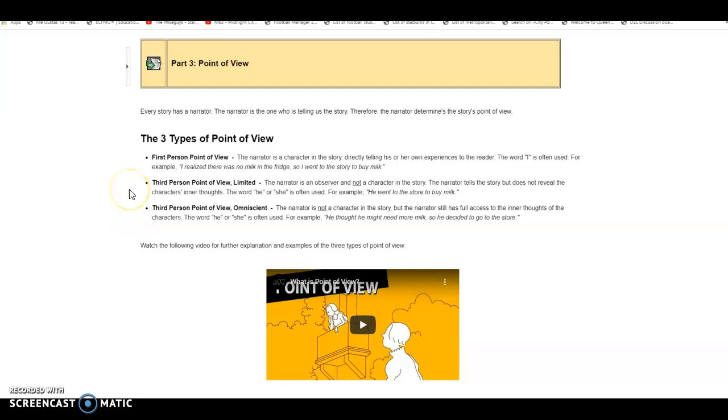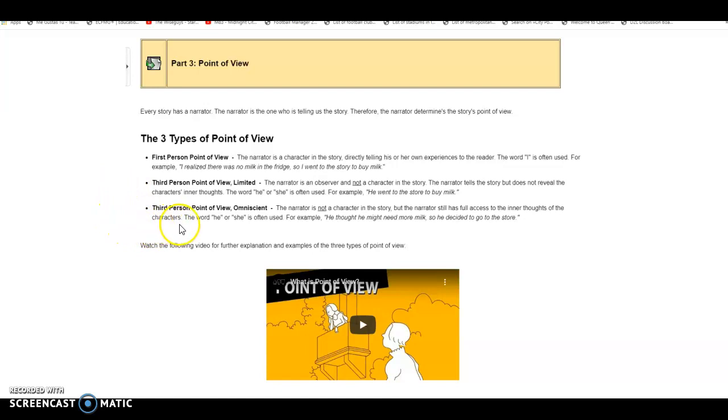One type is called limited, and that means that the narrator is an observer that's watching what's happening in the story, but cannot get into the mind of any of the characters. So it's like there's someone walking around following the main characters and reporting to us, the reader, what the main characters are doing. So that would be third person limited.